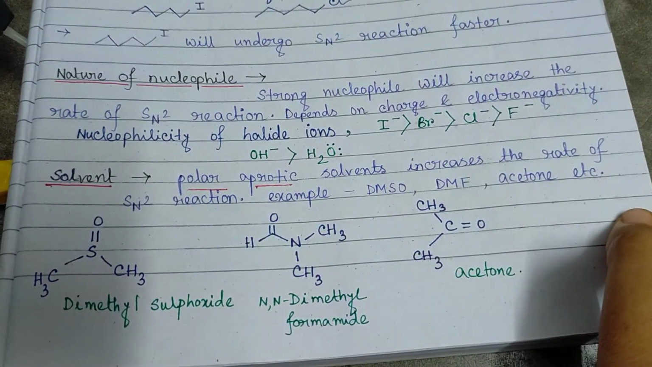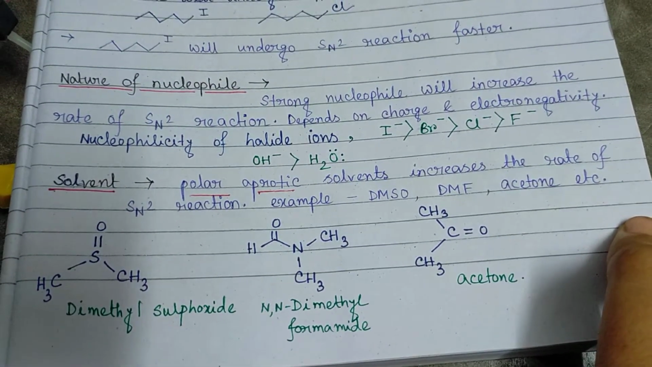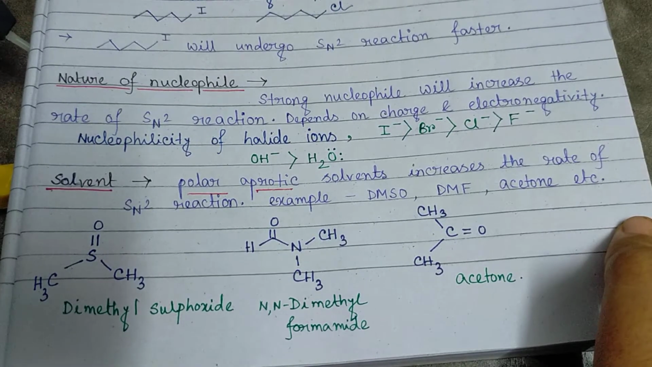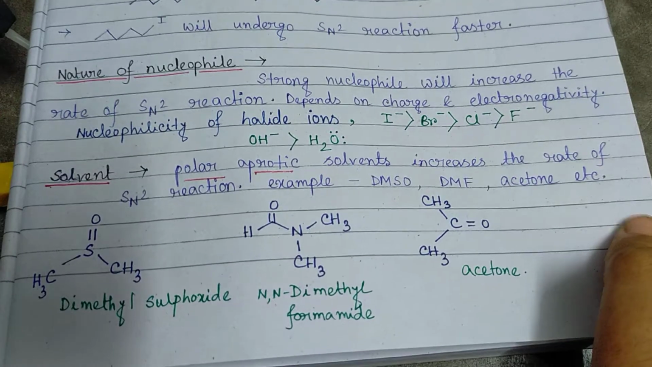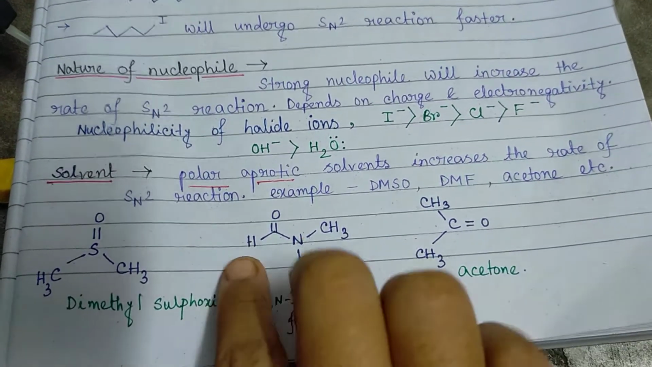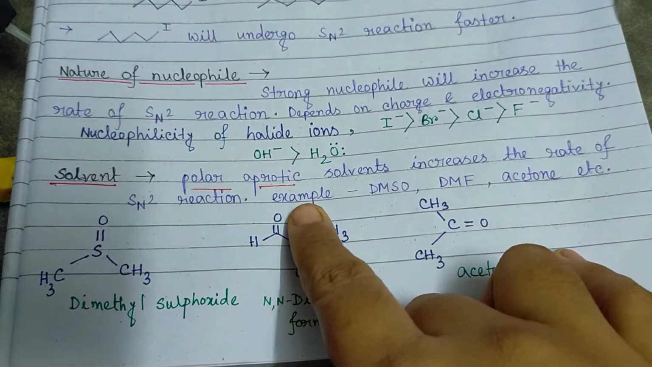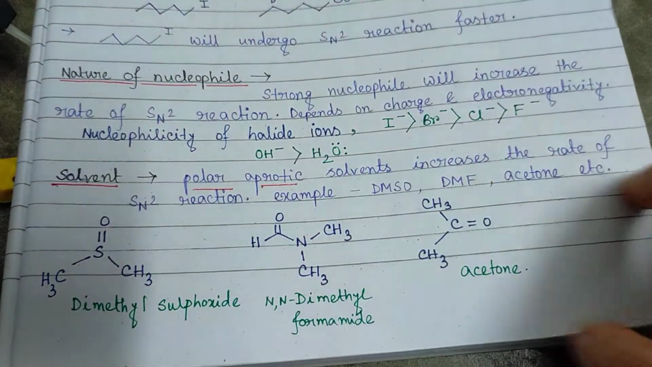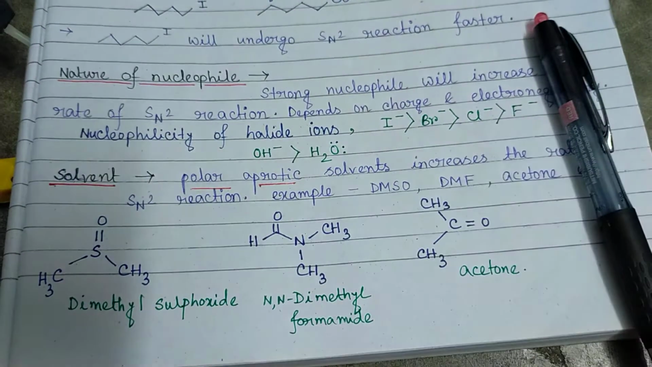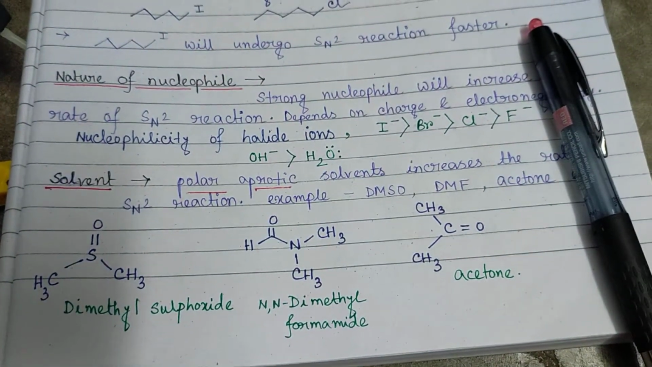Why not the protic solvent? Because a protic solvent will inhibit the nucleophile from attacking by forming hydrogen bonds with the nucleophile. So aprotic solvents like DMSO, DMF and acetone are more effective in increasing the rate of the SN2 reaction.